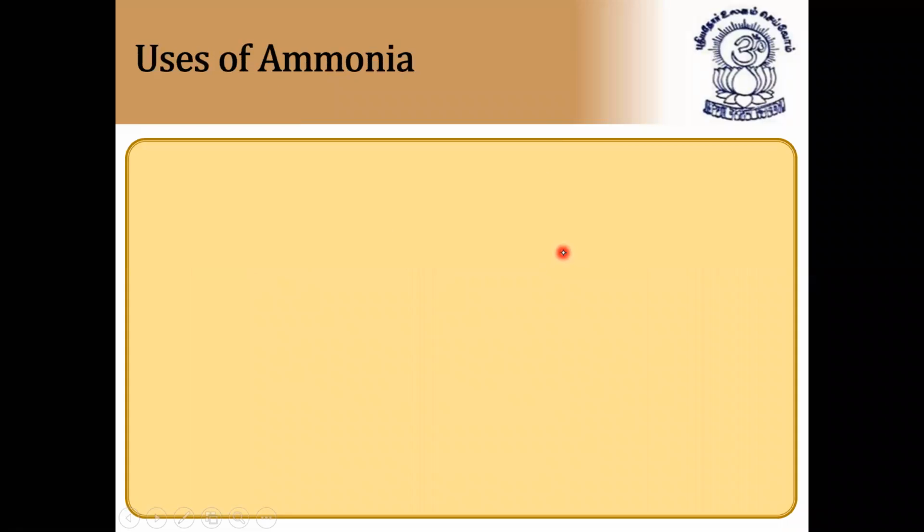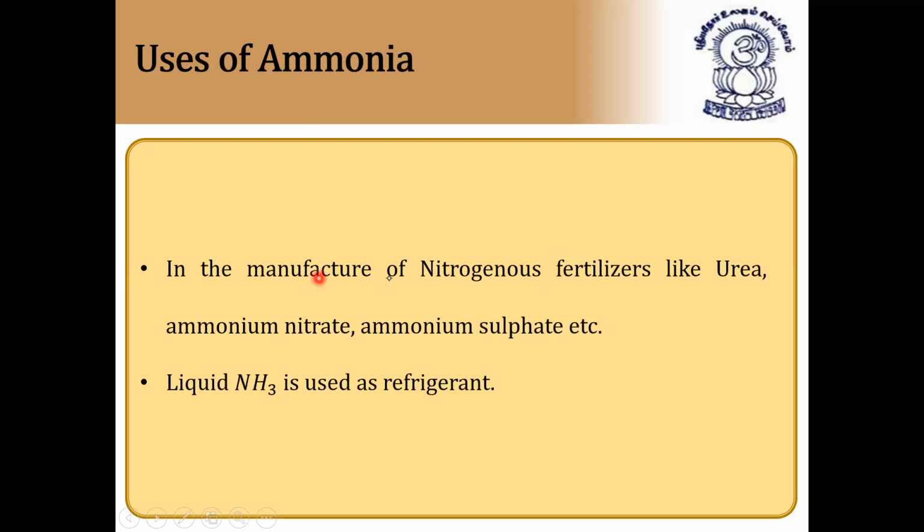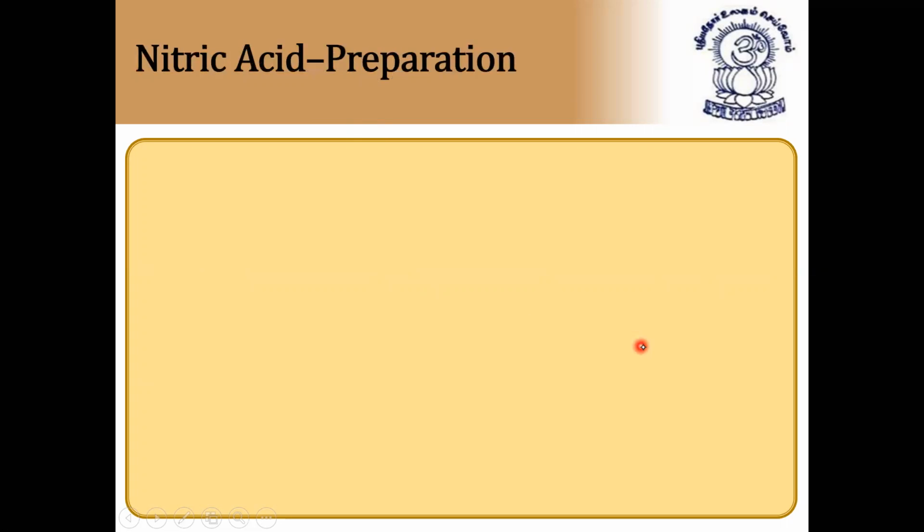Next, uses of ammonia. In the manufacture of nitrogenous fertilizers like urea, that is NH2CONH2, ammonium nitrate, ammonium sulfate, etc. Liquid ammonia is used as a refrigerant. So these are the compounds of nitrogen. We have done oxo acids of nitrogen, oxides of nitrogen, preparation of dinitrogen, and ammonia: preparation, properties and uses. So we have done up to compounds of nitrogen. I hope it is clear.